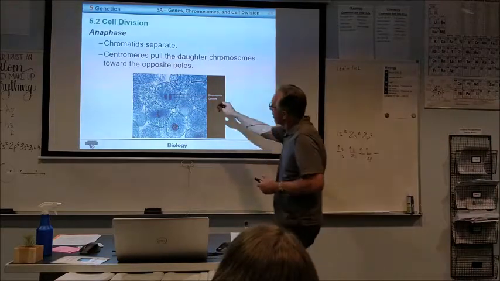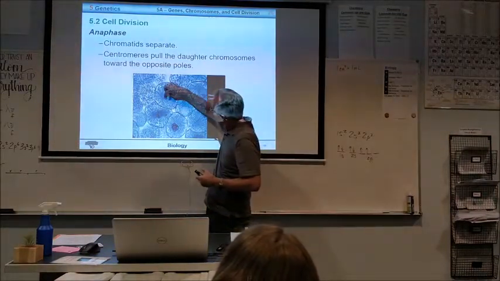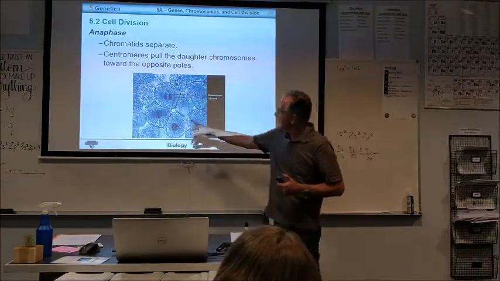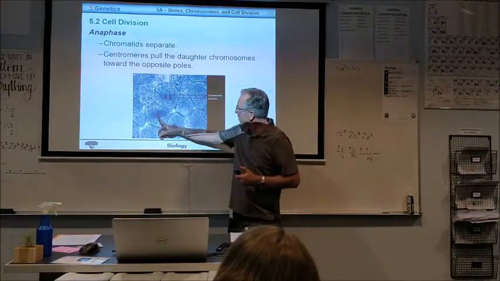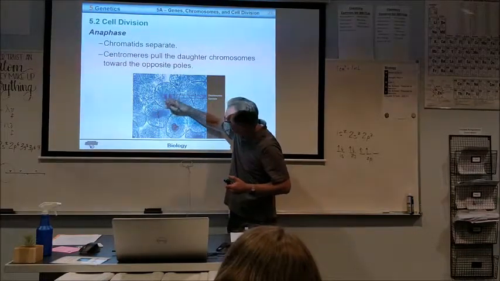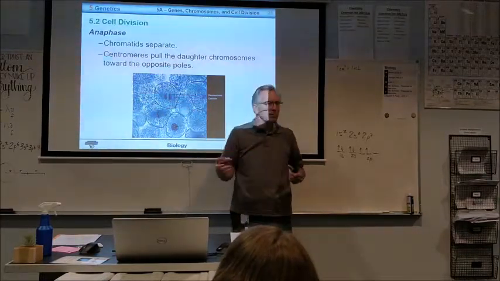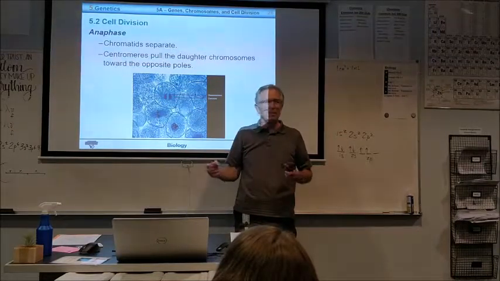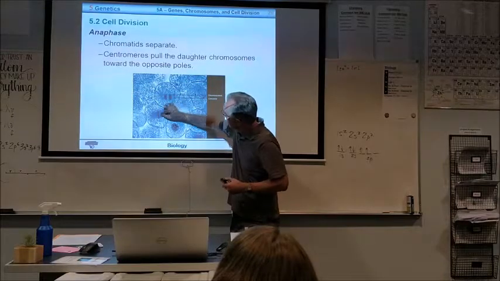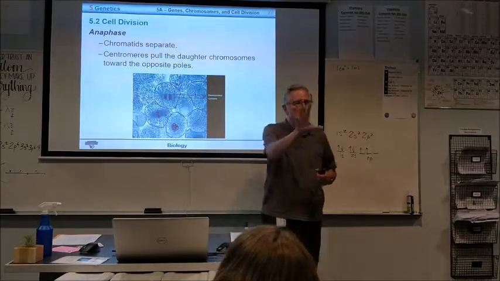So here you can see that they're moving away from each other toward opposite ends of the cell. This is what they would look like if they were lined up in the middle. These little blue lines in this picture are like the spindles. They're clear, they've been stained, but they're going to be pulling these chromosomes to opposite ends.